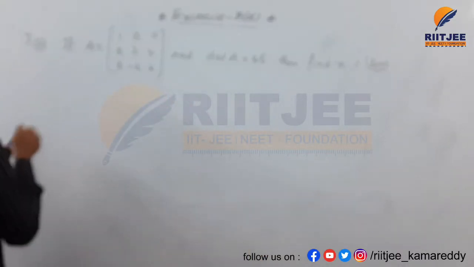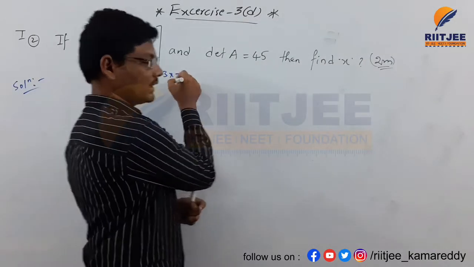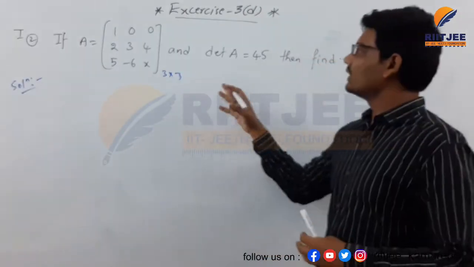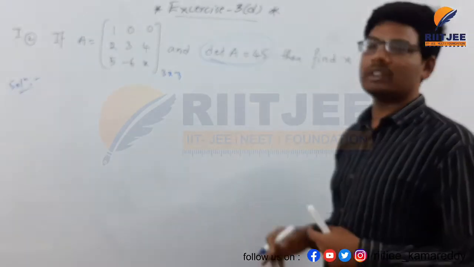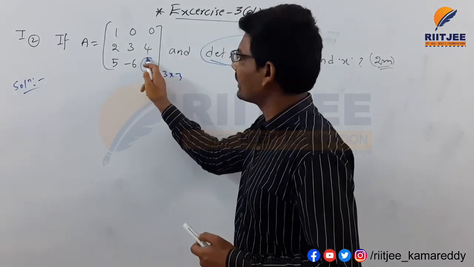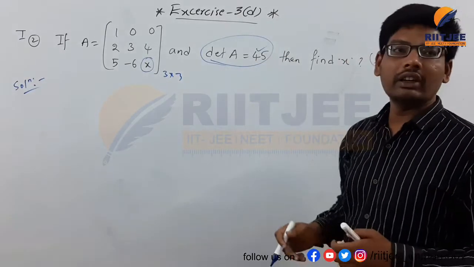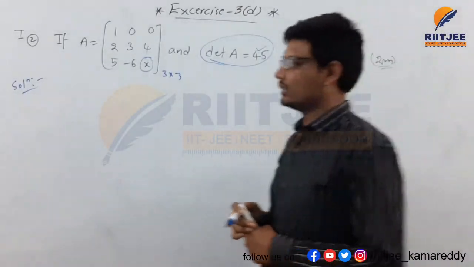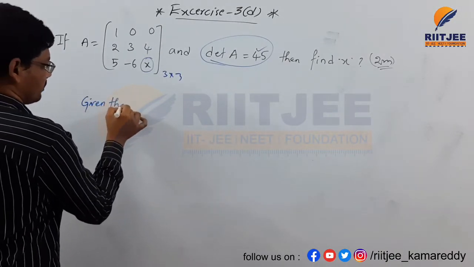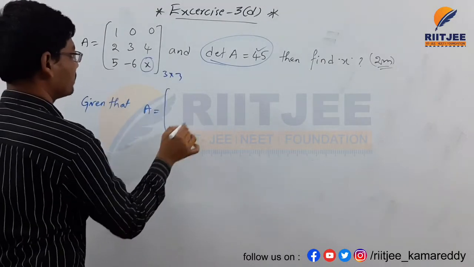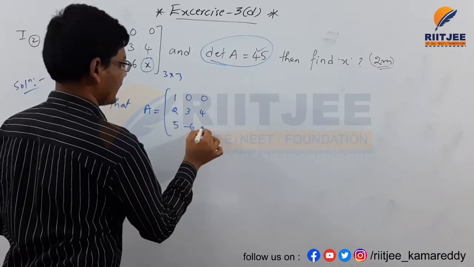And the solution for this one is, first, he has given one 3x3 matrix here, and he has given the determinant value of this matrix, but one element is missed here. X is the missed element, but the determinant is given. Then we need to find the value of x here. Let's take A equal to 1 0 0, 2 3 4 and 5 minus 6 x.